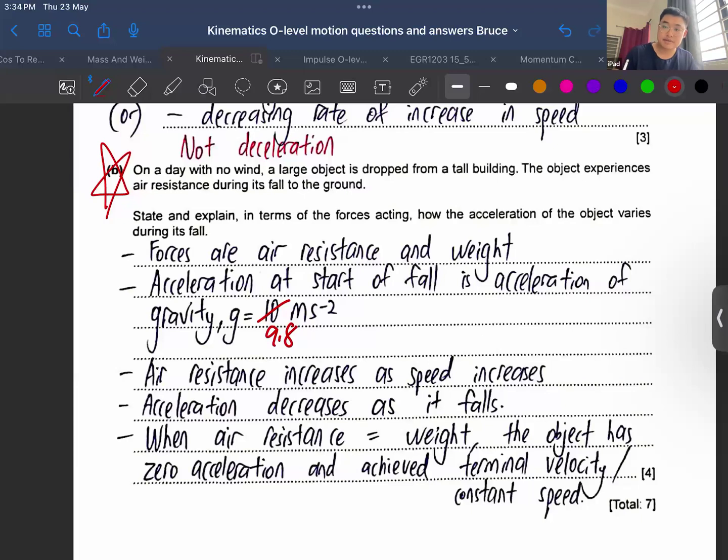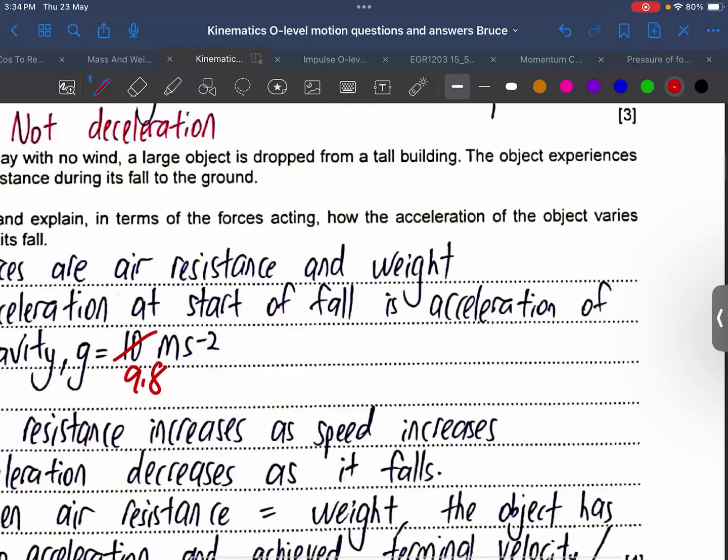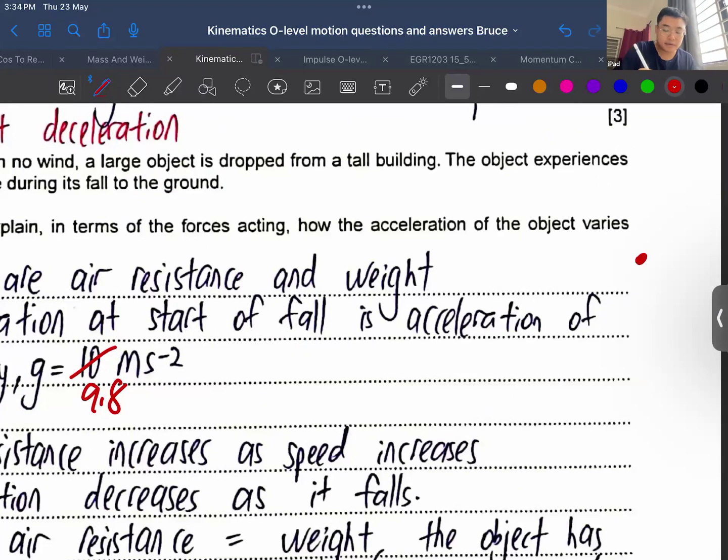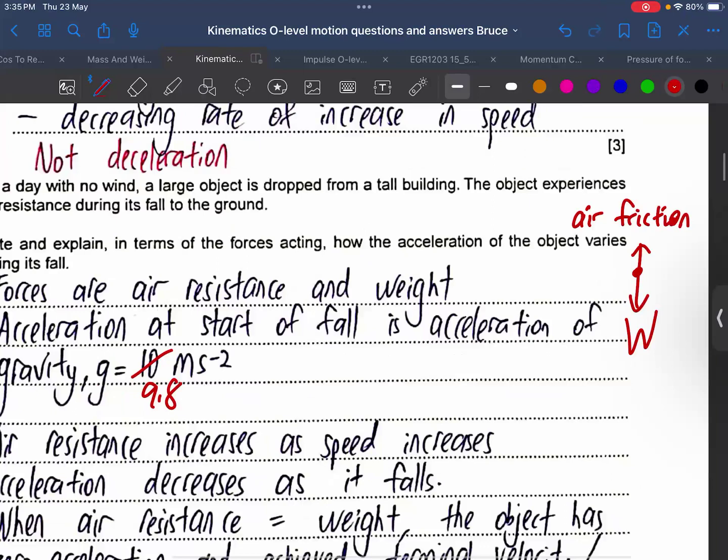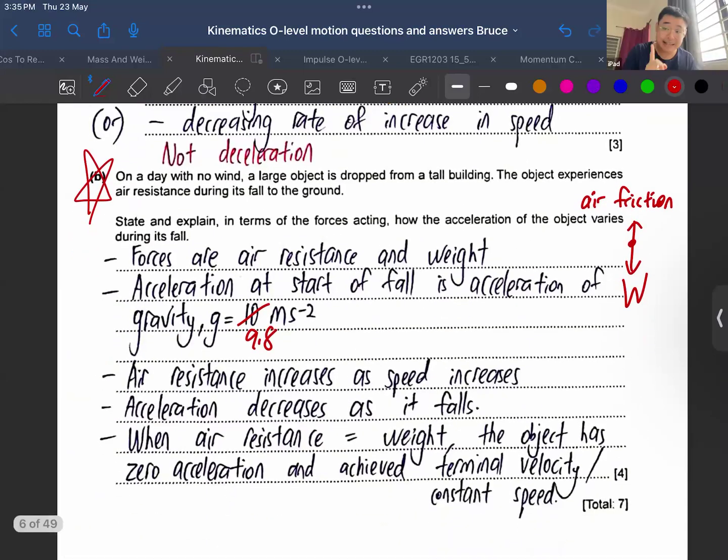Wow, you see, this is a 4-mark question. That means they expect you to explain what is going on when something is falling down in the air, all right? So the first mark is you should tell me, I understand that when the object is falling down, it has 2 forces. The first one is weight, the second one is frictional force. Are you okay? Yes. At the beginning of the fall, the acceleration will be 9.8.